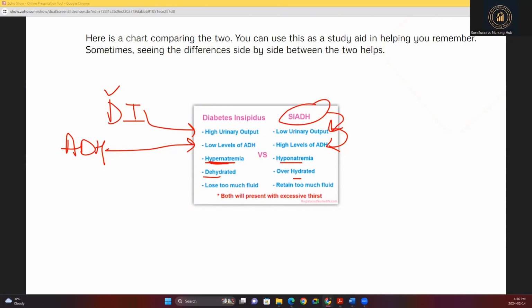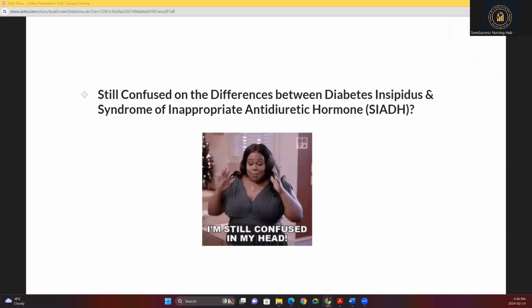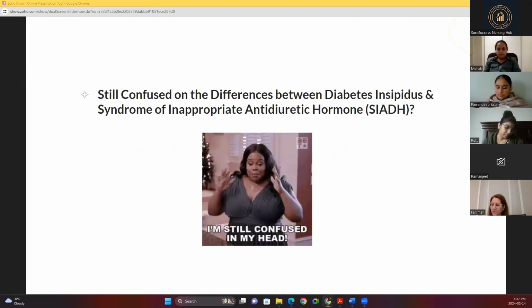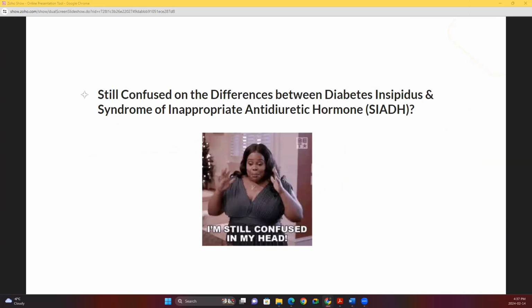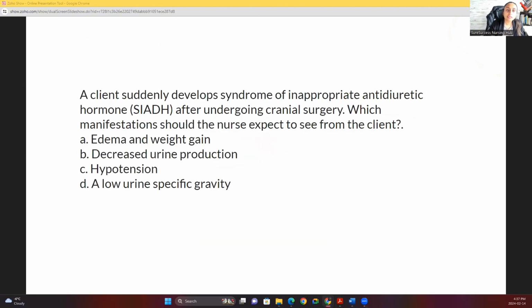So do you have any questions for me for DI and SIADH? Anyone? Anyone have a question for me? Did you understand? Yes. All right, if you understood, let's discuss one of the questions. A client suddenly develops syndrome of inappropriate antidiuretic hormone, which is SIADH, after cranial surgery. Which manifestation would the nurse expect to see from the client?